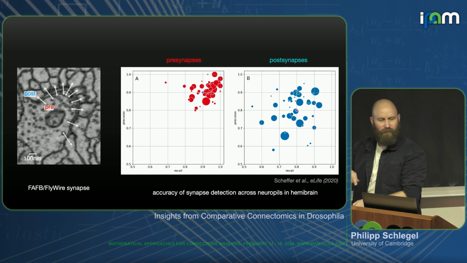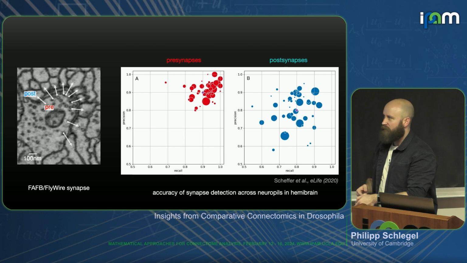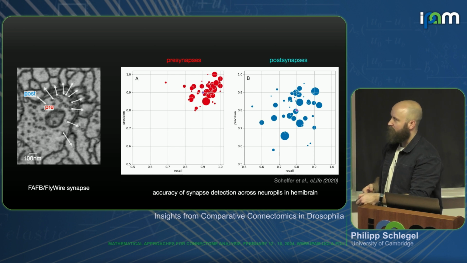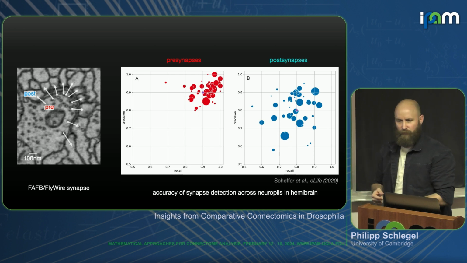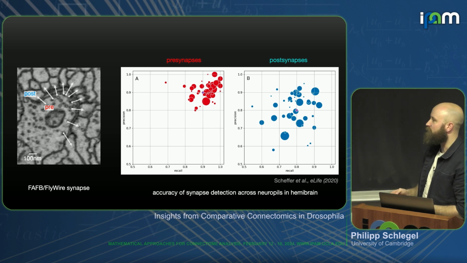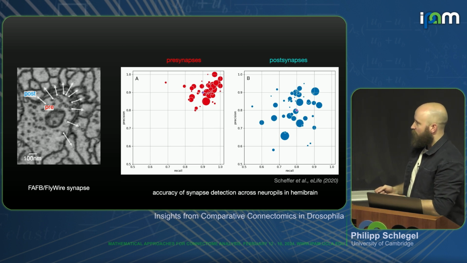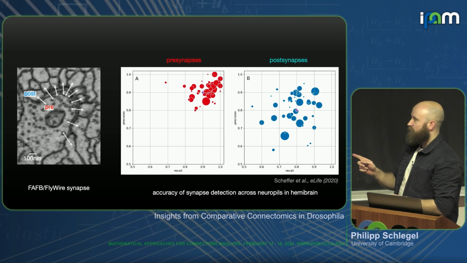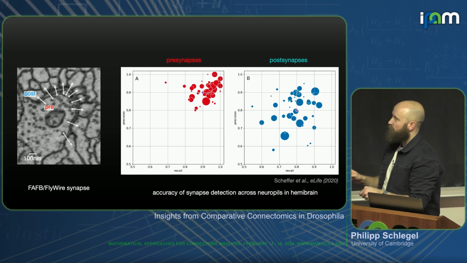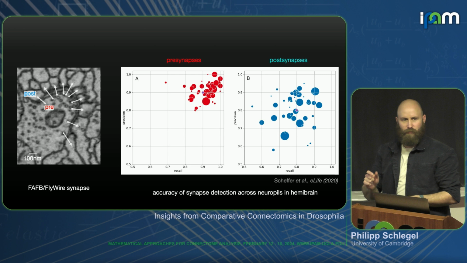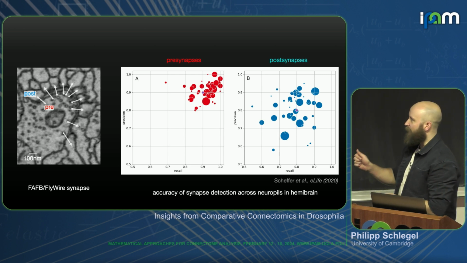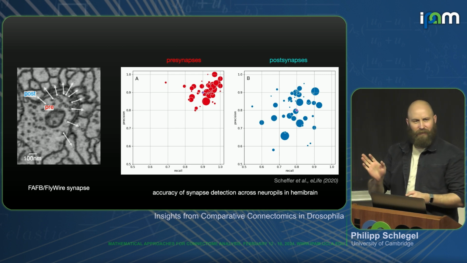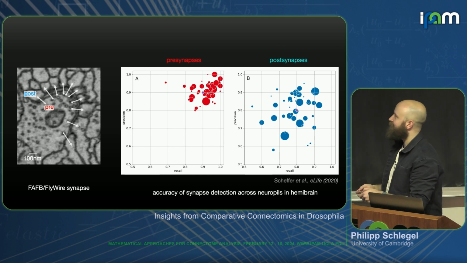But Vivek introduced that. Insect synapses are polyadic, so you've got one presynaptic site and then multiple postsynaptic sites at that synapse. What you see on the right are the precision and recall rates for the hemibrain for pre- and postsynapses, and each of these little bubbles is a brain region. You can see presynapses are easier to detect. It's just the way it is. Postsynapses are harder to detect.